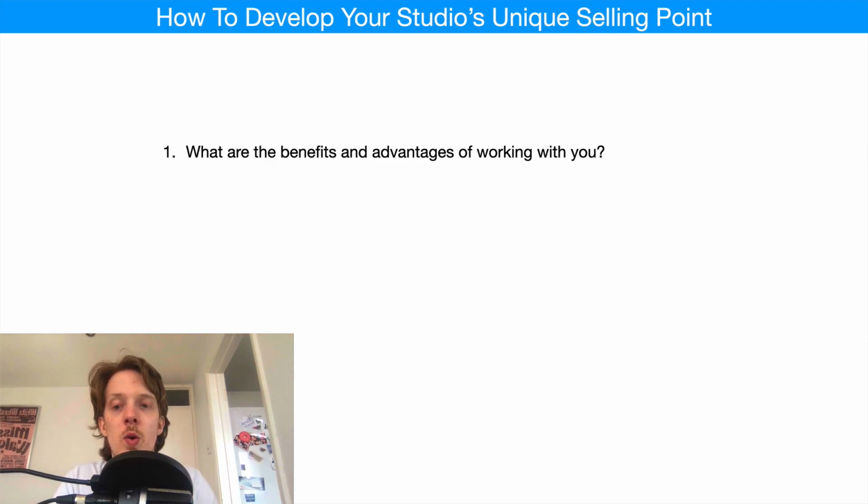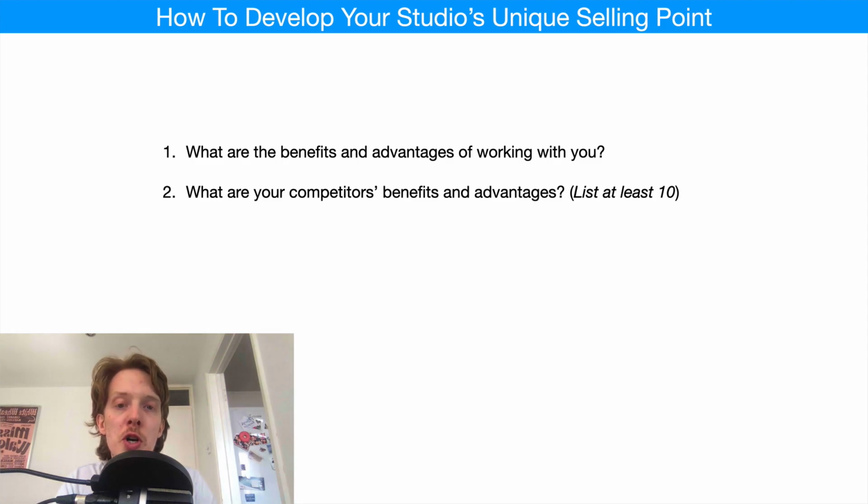Then, question number 2. What are your competitors' benefits and advantages? In this case, I want you to list at least 10 other studios or online mixing sites or whoever is your competitor. It can be recording studios. So find at least 10 other businesses that do what you do. And Google is your friend here. Obviously, you can just Google online mixing if that's your thing. You can even go to some sites you already know about, studio sites. Check them out.